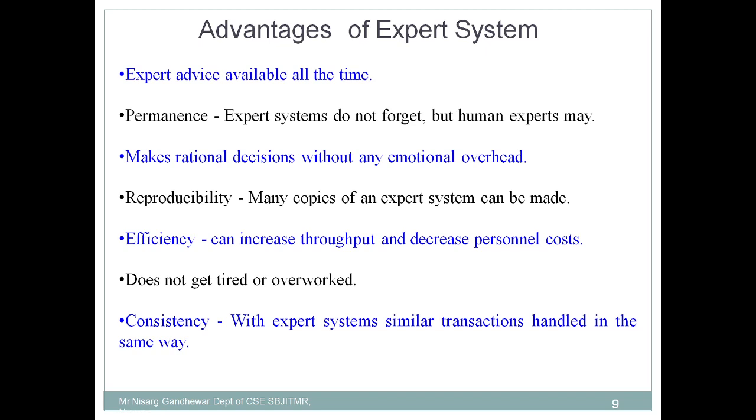And consistency: with an expert system, a similar transaction is handled in the same way. Most of the time it is observed that if we do the same task again and again, we get fed up and frustrated, but this is not the case with a machine. A machine can do the same task again and again for n number of times. So these are the various benefits of an expert system.